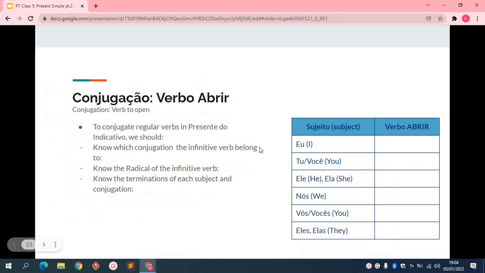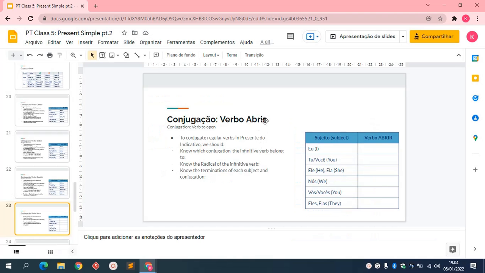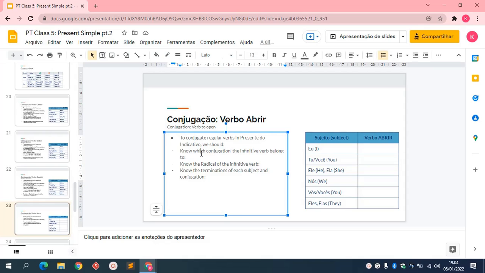So, verbo abrir. Abrir, to open. As you can see here, abrir is already in the infinitive form. So, the first step is to know which conjugation the infinitive verb belongs to. So, abrir ends with ir. So, ir is from the third conjugation, right? Because all of those verbs from the third conjugation end in ir. And now, know the radical. Remember when I said that it's the infinitive form minus the termination? The termination, so, is ir. So abrir minus ir, and then we have abr, right?